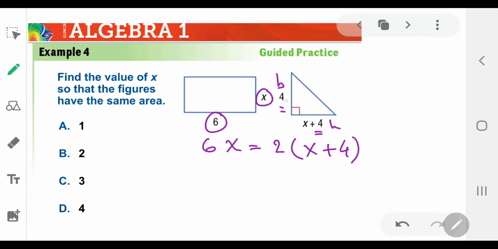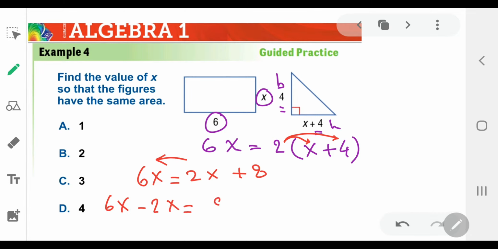Half the 4 is 2 times the height, which is x plus 4. This is my equation now. You solve it for x, you should start using the distributive property. The left-hand side as it is, 2x plus 8. Now drag the smaller coefficient to the bigger one. I still have the 8. 6x minus 2x is 4x, is equal to 8. Divide by 4, x is equal to 2.